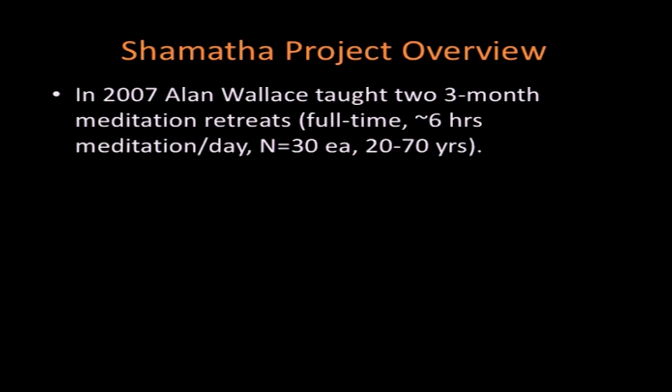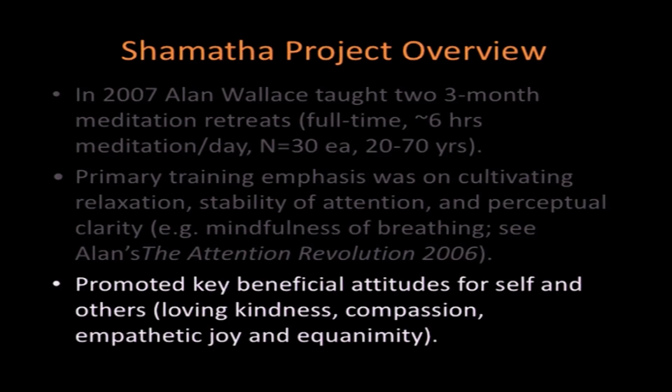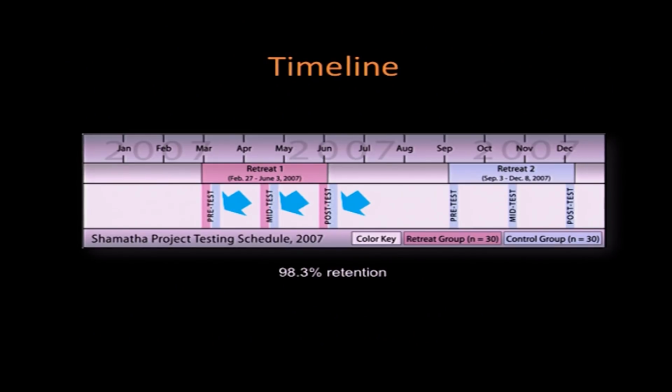So Alan Wallace, who's a Buddhist teacher, practitioner, and author, taught 2 3-month full-time residential retreats about a decade ago. We had 30 people. The primary training was focused attention, stability, relaxation, and vividness of perception, along with these 4 immeasurables. So in 2007, we had a 3-month retreat, and we randomly assigned 60 people, aged 20 to 70, to either be in one 3-month retreat or a second one.